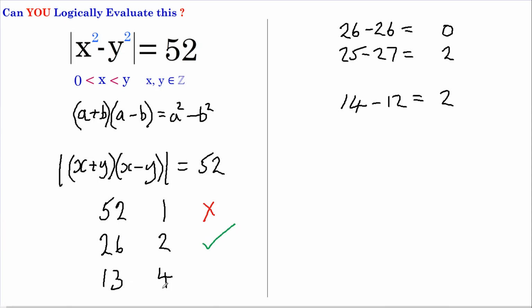And finally, what about 13 and 4? So two numbers that add up to 13 and give us a difference of 4. Well, two numbers that add up to 13, we can try 8 and 5, but they've got a difference of 3. So what about 9 and 4? They add up to 13, but they have a difference of 5. Again, there's no way of getting to 4. So this again is not a solution to our problem.